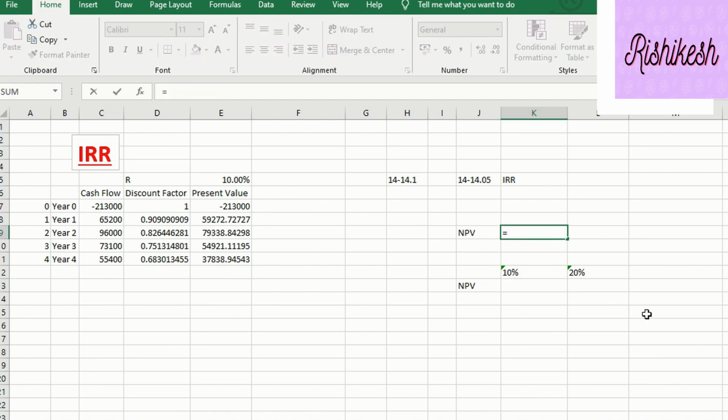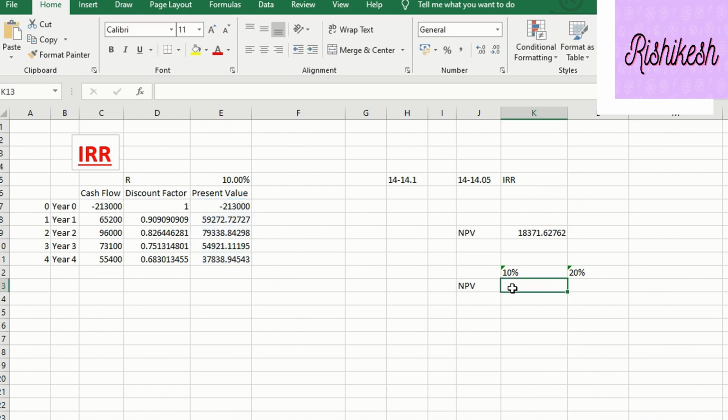Sorry, let me do that again. So NPV is nothing but the sum of all these present values, bracket closed. So NPV at 10% for me is 18371.62762. This is the NPV at 10%.